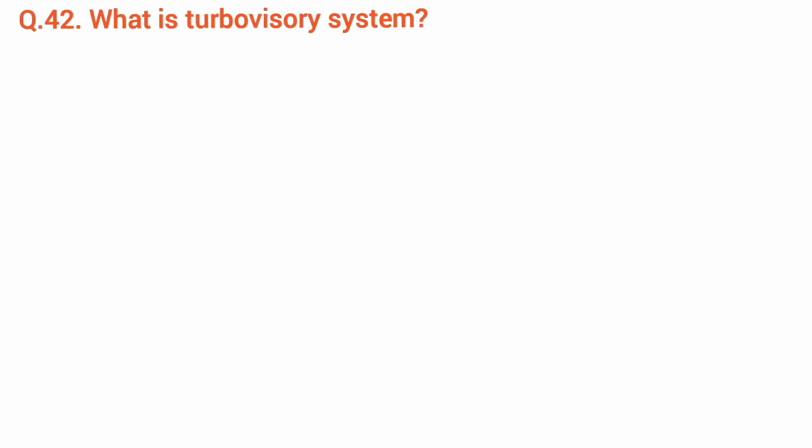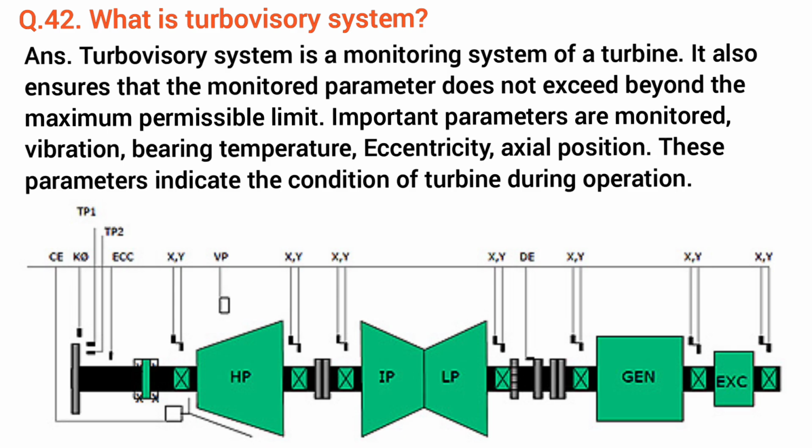What is turbovisory system? Turbovisory system is a monitoring system of a turbine. It also ensures that the monitored parameter does not exceed the maximum permissible limit. Important parameters monitored are vibration, bearing temperature, eccentricity, and axial position. These parameters indicate the condition of turbine during operation.